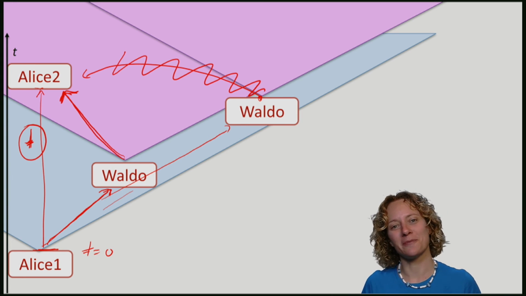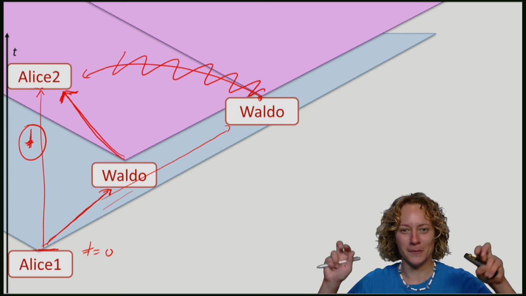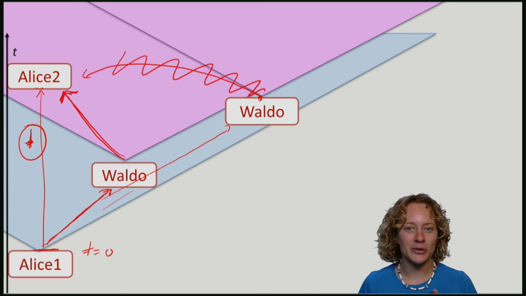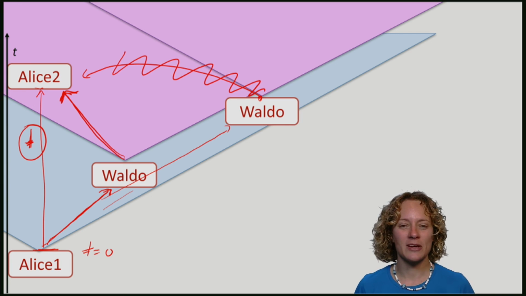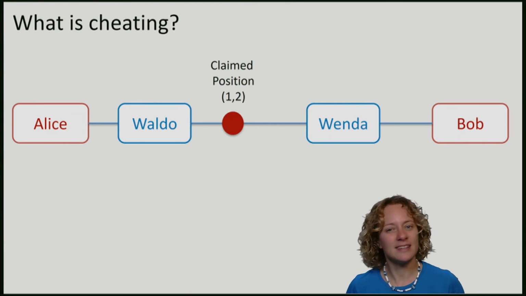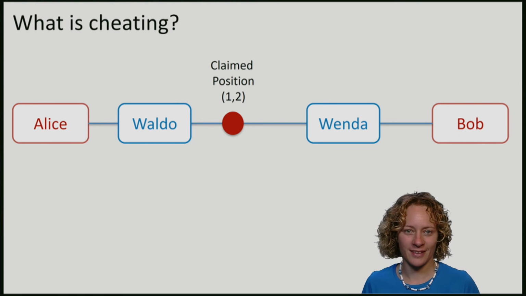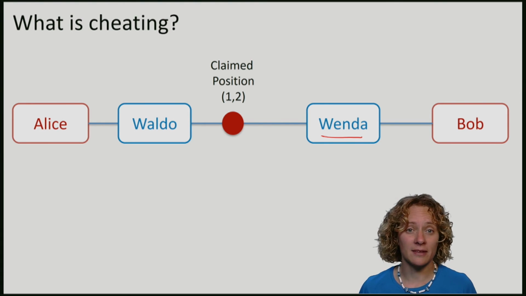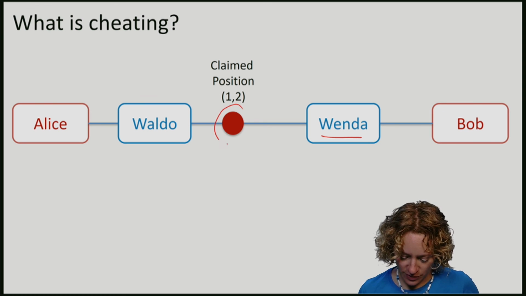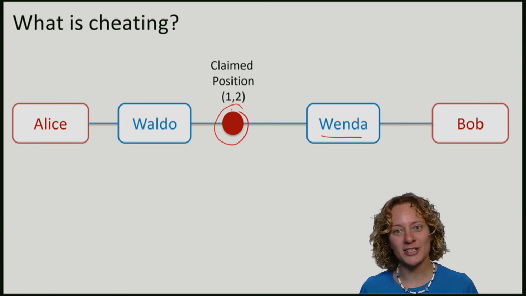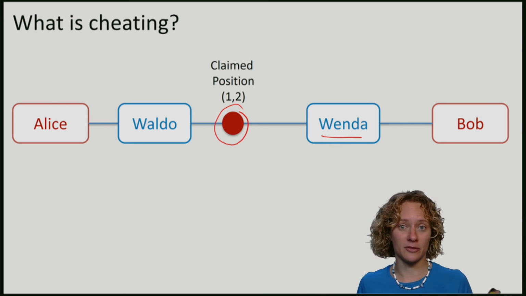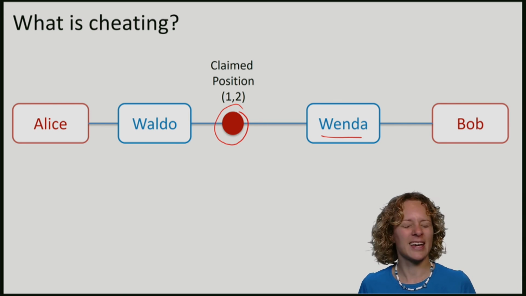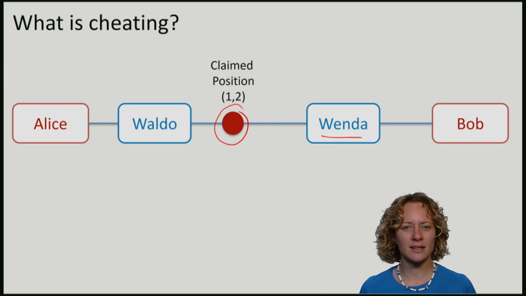We are certainly in good shape if there was only one Valdo. However, in the security analysis of position verification, we will assume that Valdo can indeed enlist the help of his friends, in particular his friend Wenda. Together, Valdo and Wenda will claim that they are at position 1, 2, while actually both Valdo and Wenda are located elsewhere. Can we hope to construct a protocol in this setting if Valdo can use the help of his friends?